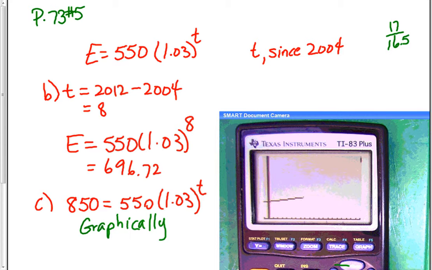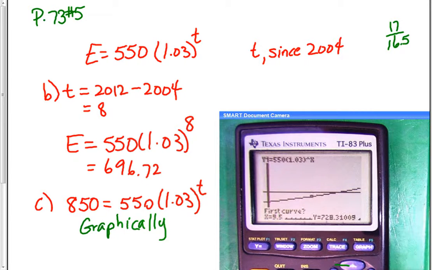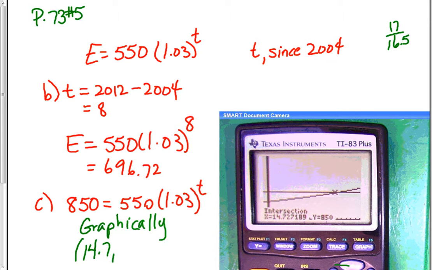So there is her increase in earnings. And there is that line. So we can see the point of intersection. The graphing calculator can find it for us. At 14.7 years, comma 850. She can expect to earn $850 when she's over halfway through her 14th year.